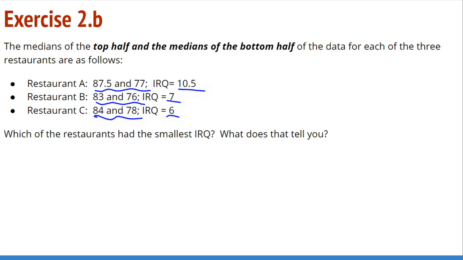Now the question is, which of these had the smallest interquartile range? Stop and think about that for a second. And the answer is it's restaurant C. The smallest interquartile range is here. It's 6. Okay. So what does that tell us?